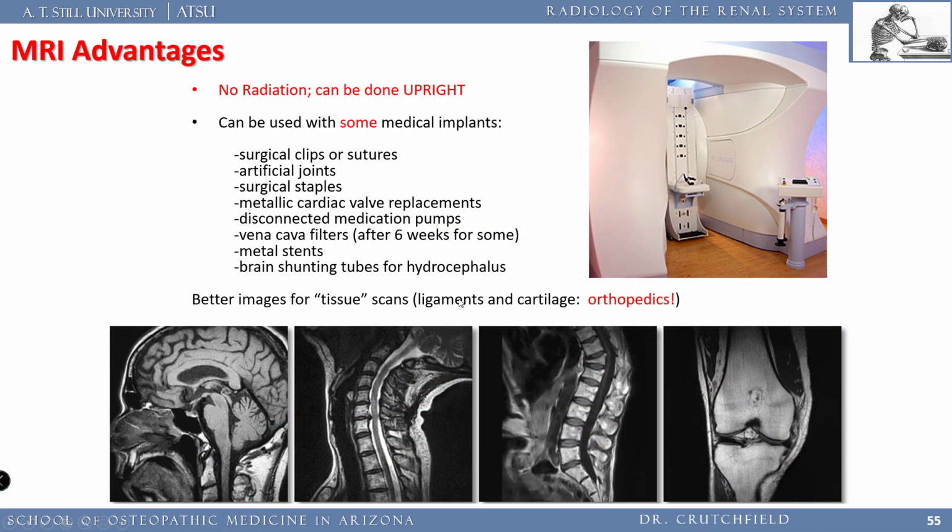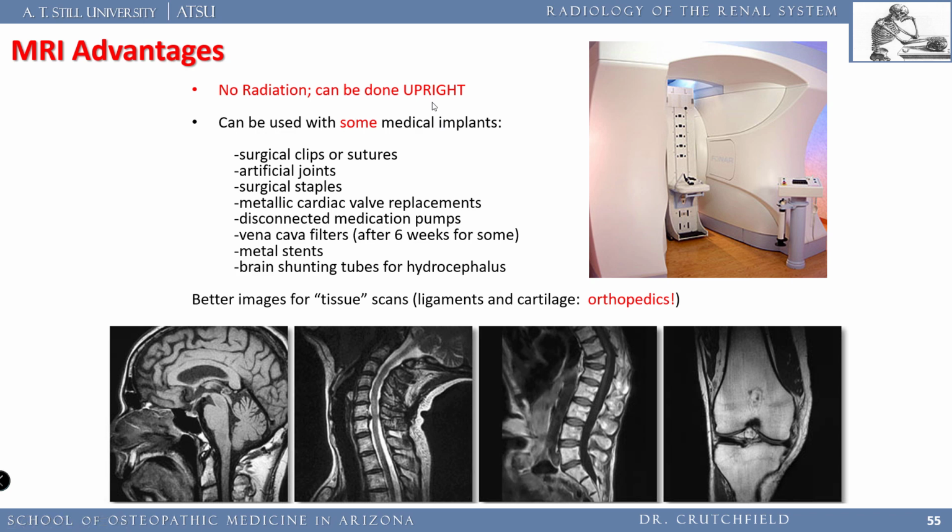So the advantages is it doesn't require any radiation, and you can do them upright. This is a chair. This is an upright CT scanner. You go and sit in a chair. You don't have to lay in that tube. There's no radiation. It's all done with magnets. And some medical implants you can do.